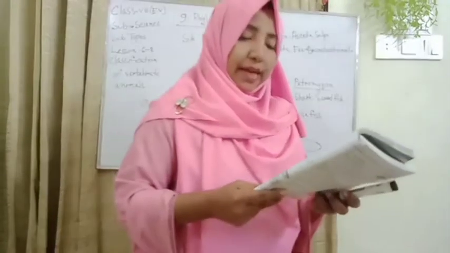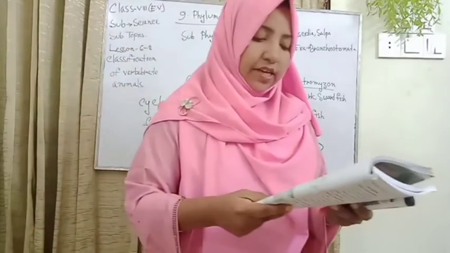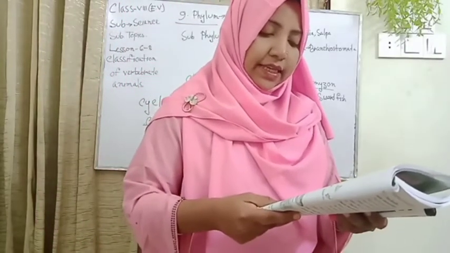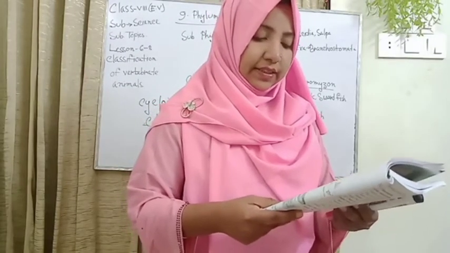Respiration is primarily by gills. 4 pairs of gills are present on both sides of the head. Gills are covered by an operculum. Example, fish and seahorse.